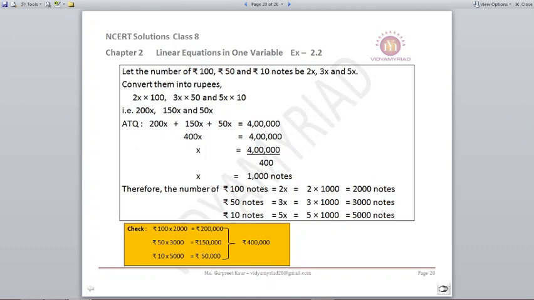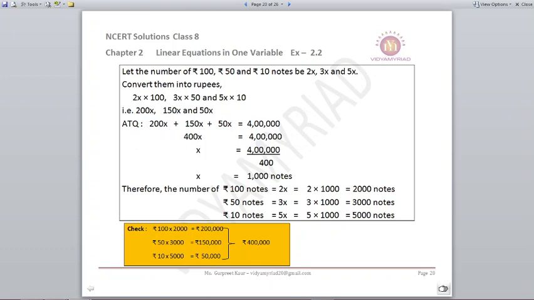Now let us solve this question. The number of notes were 2x, 3x and 5x, and when we multiply with the rupee denominations, it has become 200x, 150x and 50x. Their sum is equal to 4 lakhs and x comes out to be 1000. These are the notes which we were trying to find out, how many notes are there.